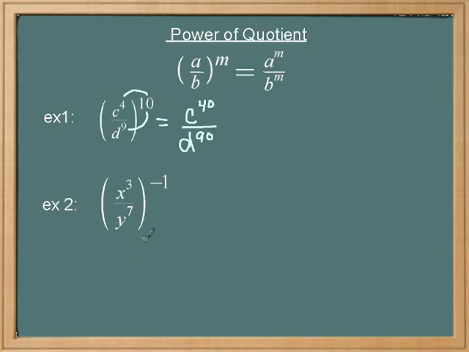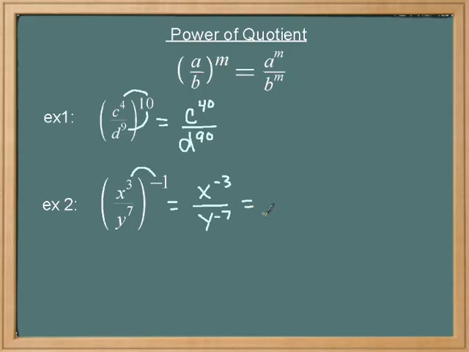Now look at this one. Notice I have a negative 1 there. Anything to the negative 1 power will cause what to happen? Well, let's take a look at what happens. If I distribute this out, it's going to be x to the negative 3, and that y to the 7th will now become y to the negative 7th.